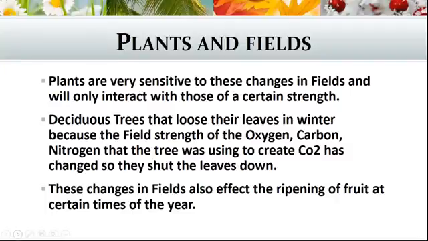Plants are very sensitive to these changes in the fields and will only interact with those of a certain strength. So when I look at deciduous trees that lose their leaves in winter, it's because the field strength of the oxygen, carbon, and nitrogen that the tree was using to create CO2 has changed. So they shut the leaves down and the leaves drop off and fall to the ground, because there's just no match, so they can't continue. These changes in the fields also affect the ripening of fruit at certain times of the year, and this is something I'll go into in more detail in the next workshop.